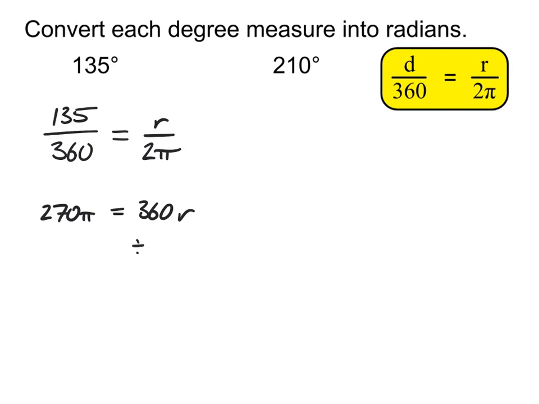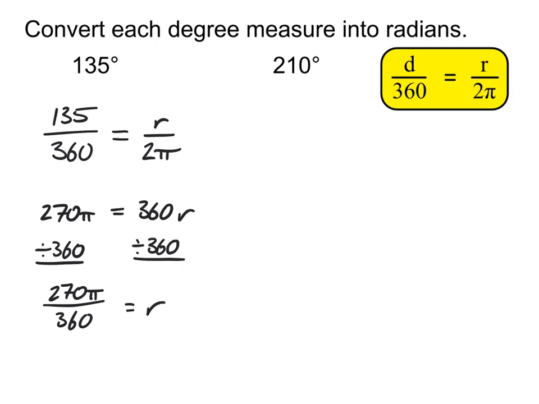All right. Still, to get the r by itself, I'm going to divide both sides by 360. So divide by 360, and here we have 270 pi over 360 equals r. And yes, we do need to reduce it here. Obviously, we can divide both top and bottom by 10. And then we can also divide top and bottom by 9. So actually, we could have started by dividing top and bottom by 90 as well, if you wanted to do it that way.